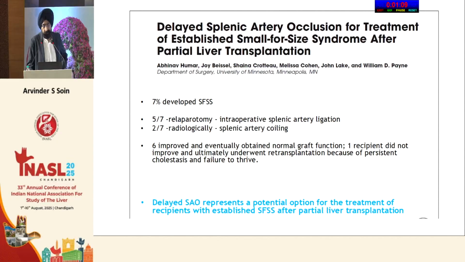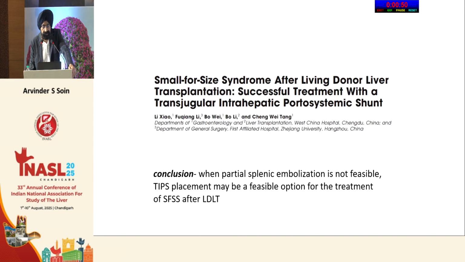So this is Abhinav Humar, at that time he was at the University of Minnesota, and they said that 6 of the 7 patients actually improved with IR or surgical intervention. That means splenic artery ligation. And this is a small case report on SFSS being treated by TIPS.